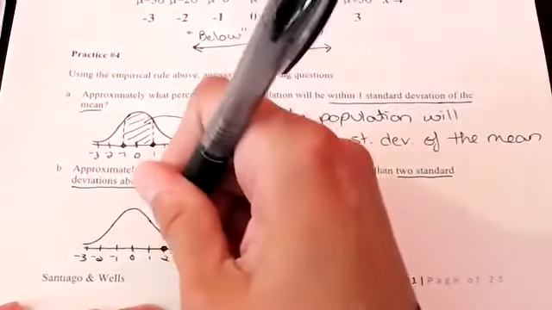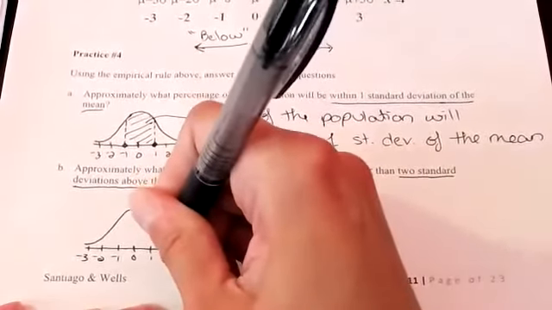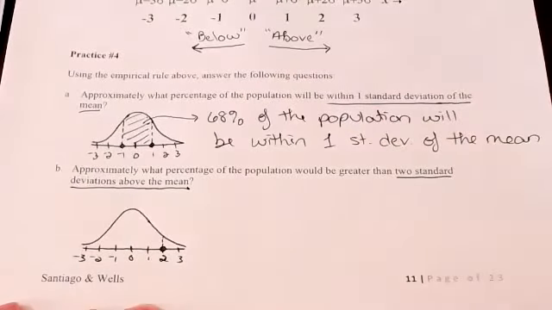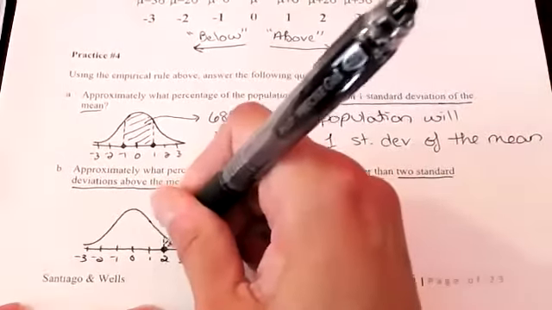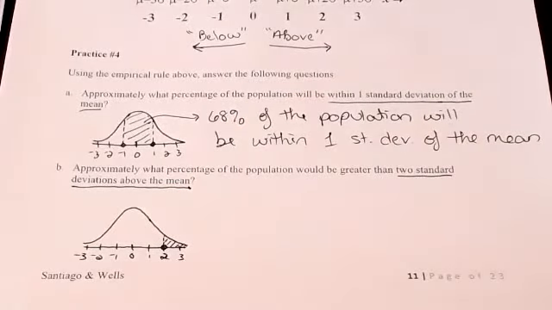So let's go ahead and plot our point, draw our dotted line up. It's asking for what percentage of the population would be greater than that value. So we have to shade in the region that's to the right of our dotted line. Take a look at your empirical rule chart on the same page above. What is the percent of the population that would be greater than 2 standard deviations above the mean?